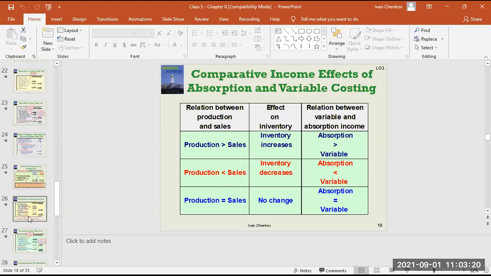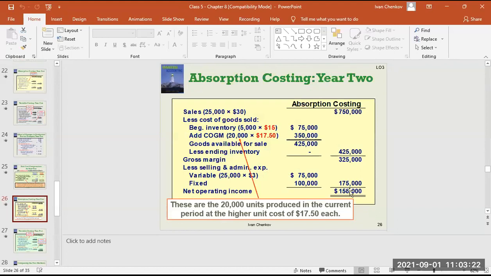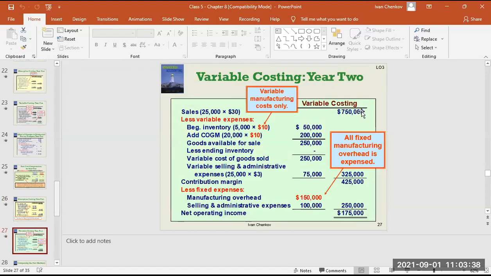Let's see if that's the case. So technically, we should expect the variable to be higher. How much higher? With the difference in the beginning inventory, which is $5 times 5,000 units, 25,000. So our operating income under the variable should be 175. Let's see if that's the case. Well, that's exactly what happened to be the case, because now we're not holding the beginning inventory where we have the $25,000 difference from the previous year.